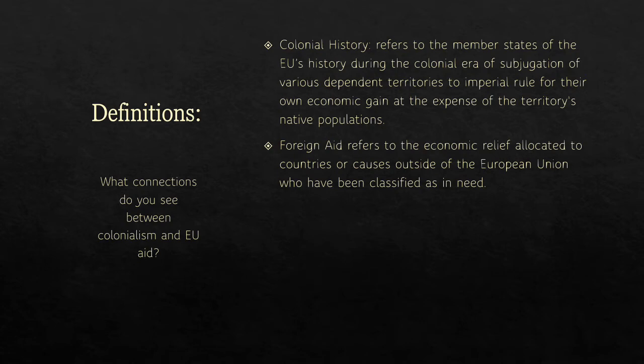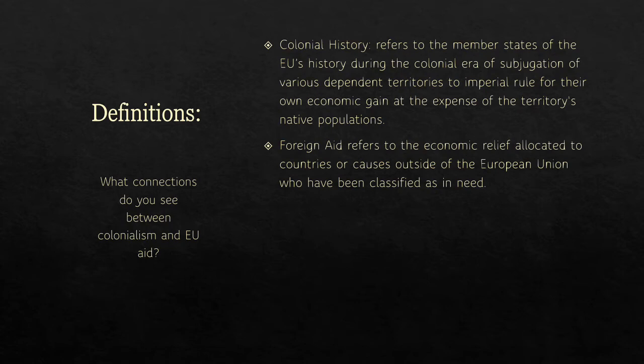When we refer to foreign aid, we'll be referring to the economic relief allocated to countries or causes outside of the European Union who have been classified as in need. So we've learned a lot in class about the money that goes to states within the European Union, and this is going to be all about the money that goes to states outside of the EU.